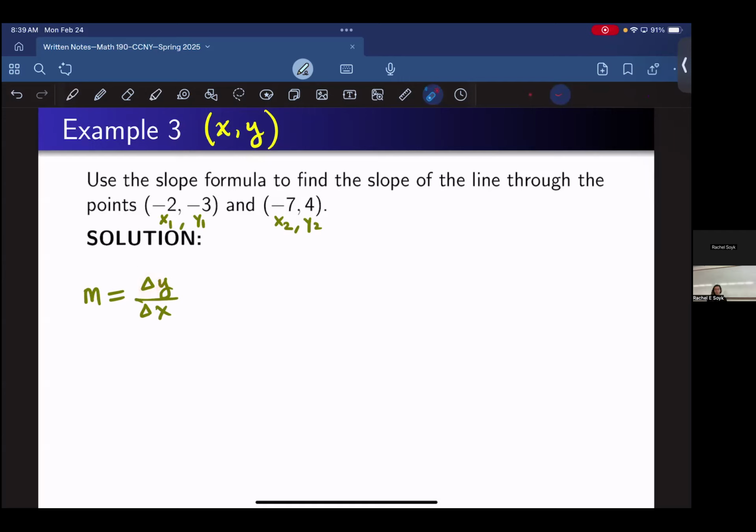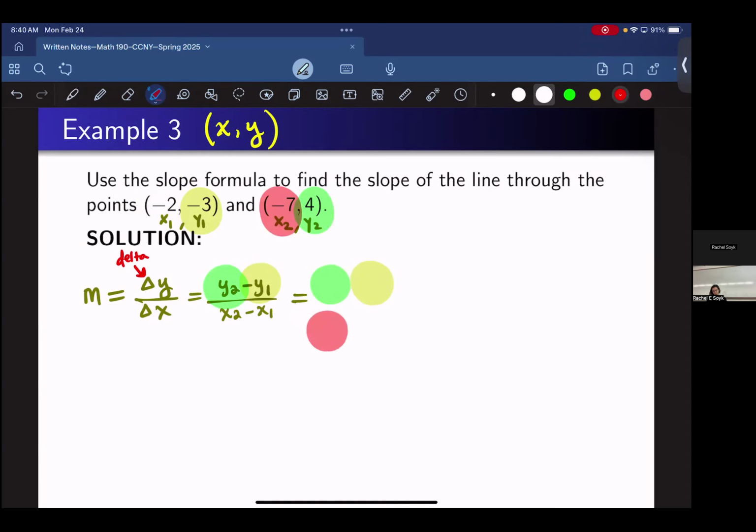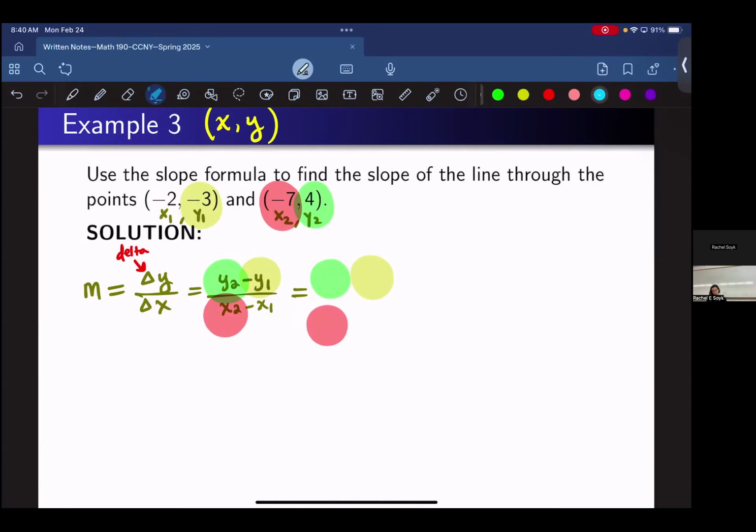It's from the Greek alphabet, which is our delta letter, which means finding the change, finding the difference between 2 values. So we're finding the difference between our 2 y values over the difference between our 2 x values. And so I'll color code the first one. We have our y2 minus y1 over our x2 minus our x1.